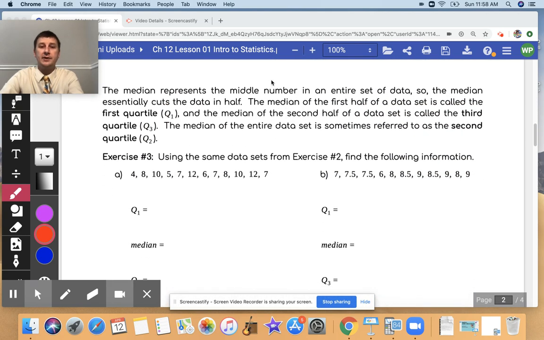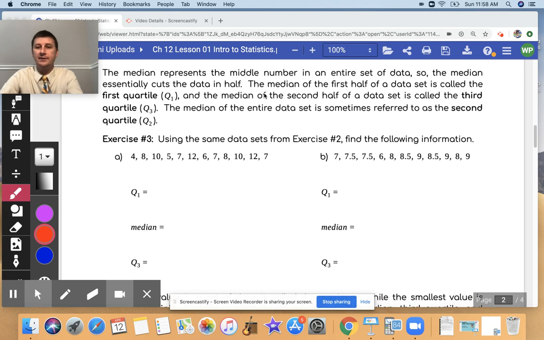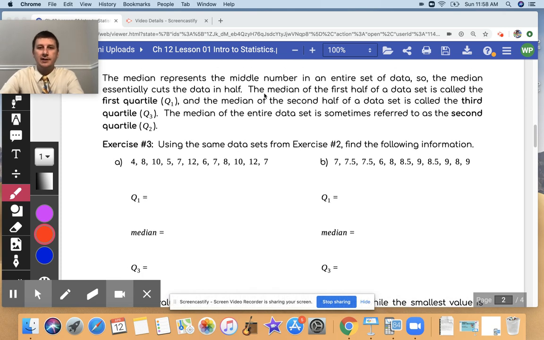So now the median represents the middle number in an entire set of data. So the median essentially cuts the data in half. And then we have a median of the first half of the data set. So if we cut that data in half and we take the middle of that first half of data, that's called the first quartile. And then if we take the second half of data and we cut that in half, the middle of that set of data is called the third quartile. And the median of the entire data set is also referred to as the second quartile, but we'll always refer to it as the median, not the second quartile.